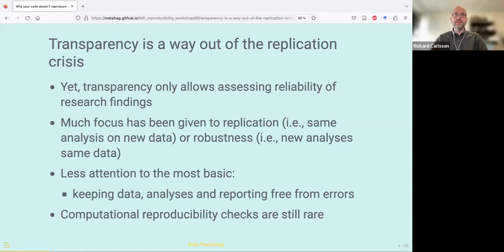But so far, I would say that less attention has been given to the most basic part of it. That is, our data, our analysis, and reporting should be free from errors. And this can pretty much be summarized into computational reproducibility.